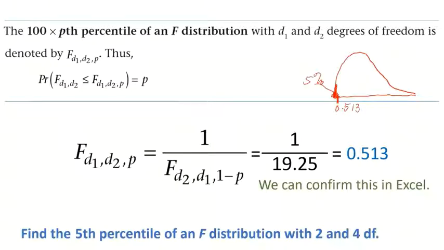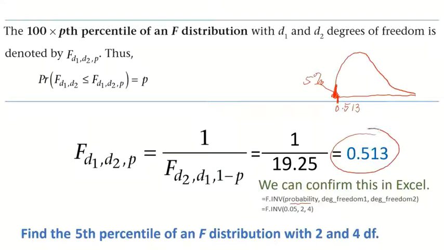So we can actually confirm this in Microsoft Excel. All you need to do is to use the formula F.INV, okay, wherein you need to input first the probability, in this case 0.05 or 5%, and then degree of freedom 1, in this case 2, and then degree of freedom 2, in this case 4. And once you press enter, you should get this same value. Okay, that's in Microsoft Excel.